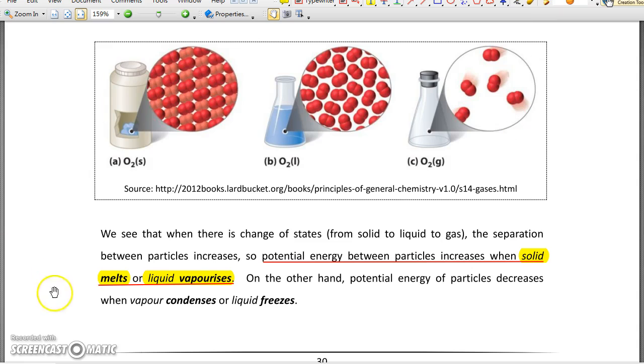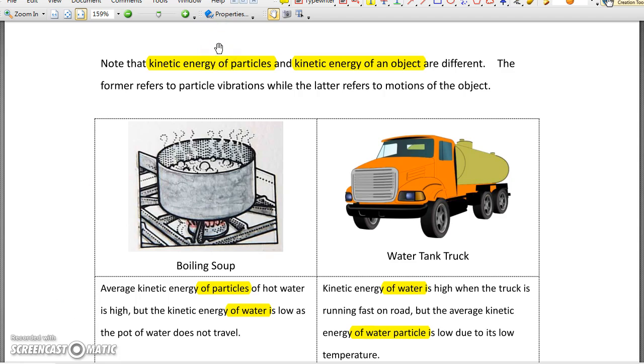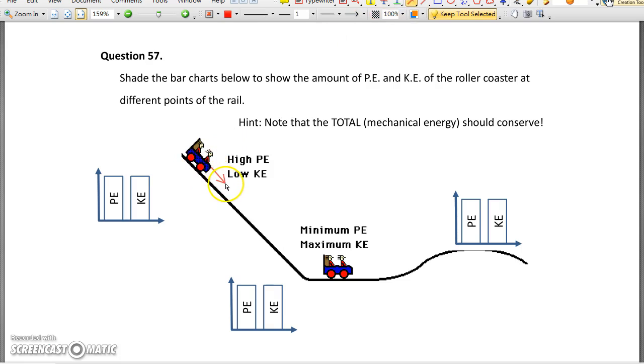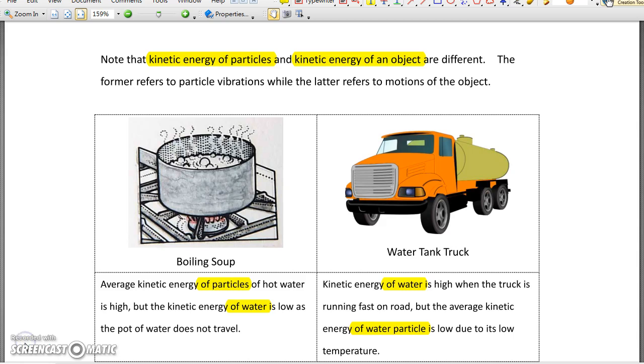But note that the kinetic energy of particles and the kinetic energy of an object are different. The kinetic energy of particles is due to the motions of the particles, but the kinetic energy of an object is the motion of the object itself. So let's take a look at these two examples. On the left, it is a pot of boiling soup. The kinetic energy of particles is high because the temperature is high, but the kinetic energy of the water as an object is low because the water does not move. It is inside a pot.